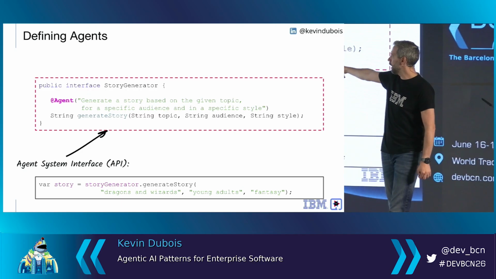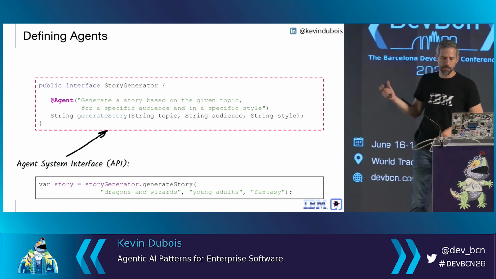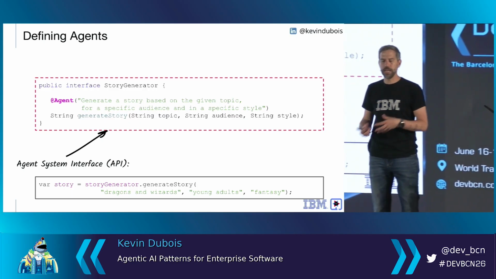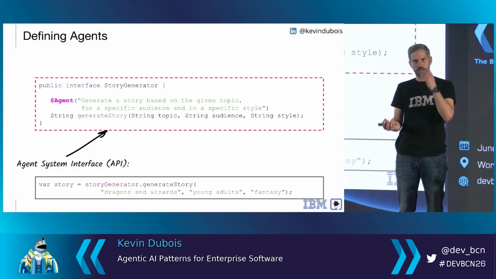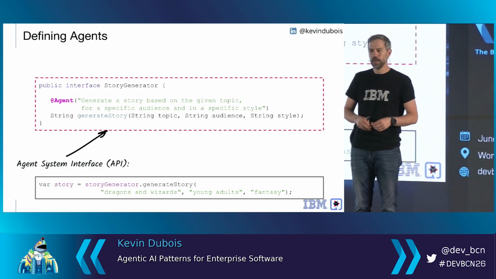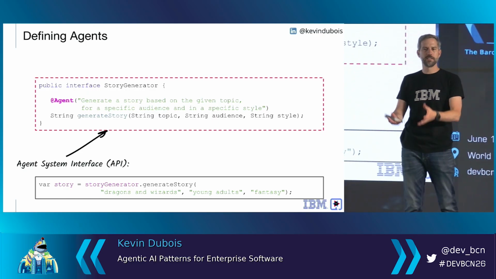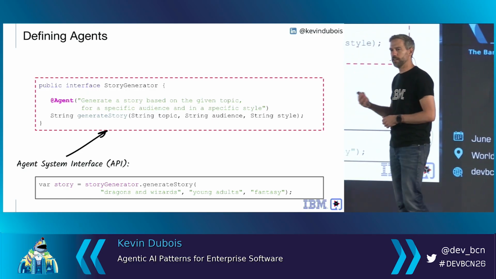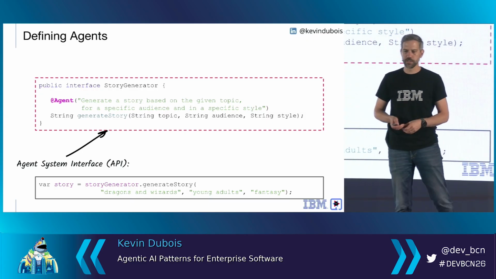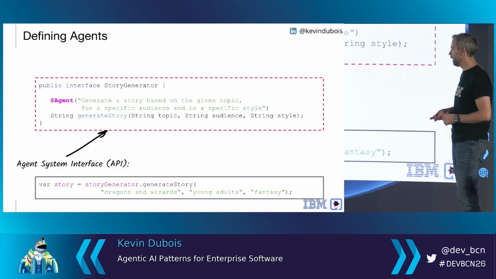And then you can see that we actually have parameters there as well. So we have topic, audience, and style. So we want to make sure that we create a story based on a given topic, then for a specific audience, and then for a specific style. So I want to create a story about DevBcn. The audience is Java developers, and then the style should be kind of focused on the technical person and not a fairy tale, right? So you can use that as an example.